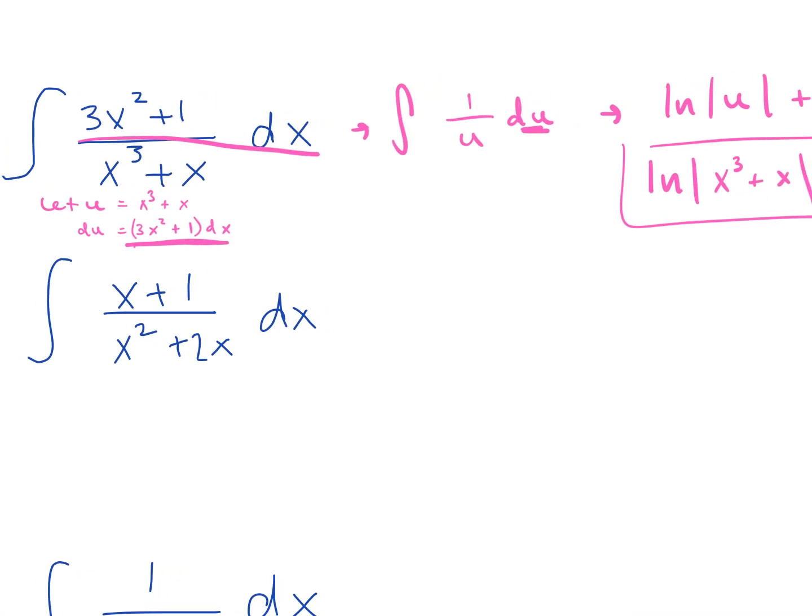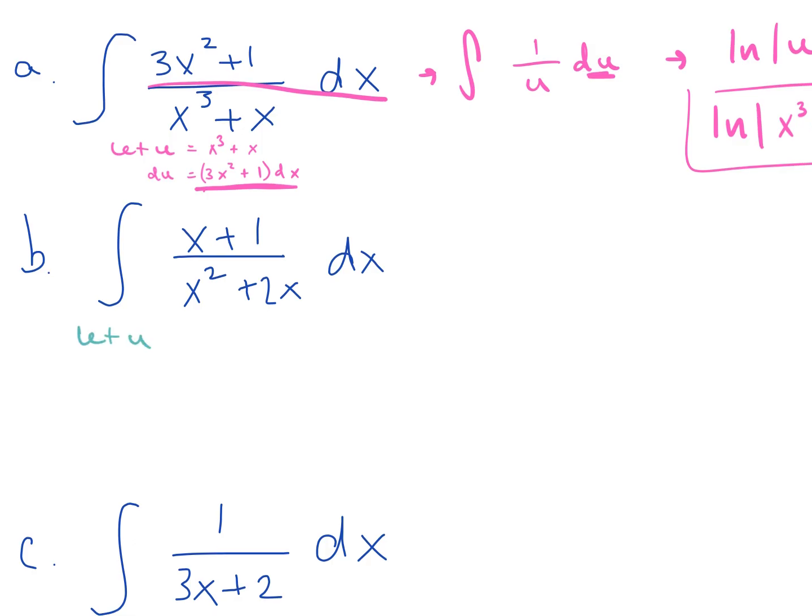Let's do b. So let's let u equal x squared plus 2x. So then du would be what? 2x plus 2 dx, perfect. So I can replace the x squared plus 2x in our denominator with u. But I don't quite have 2x plus 2 that I can just replace. How could I change the x plus 1 that I do have and make it 2x plus 2?